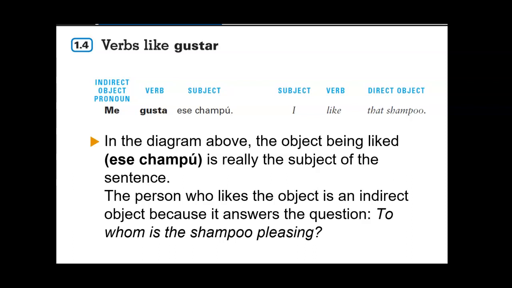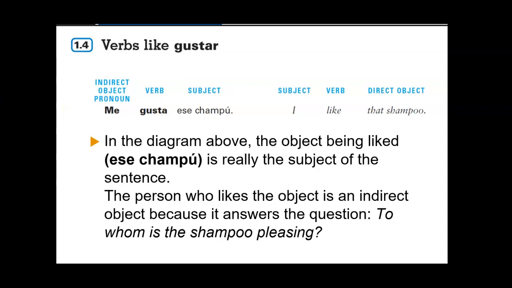Okay, so in the diagram above, the object being liked, ese champú, is really the subject of the sentence. So if we take a look here, it says subject, champú, the verb is gustar, and my indirect object pronoun is me. All right, remember that with these verbs, you have to use indirect object pronouns, not regular subjects like yo, tú, él, ella, usted.